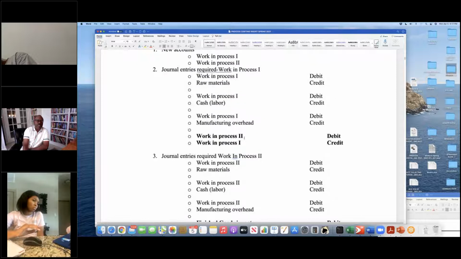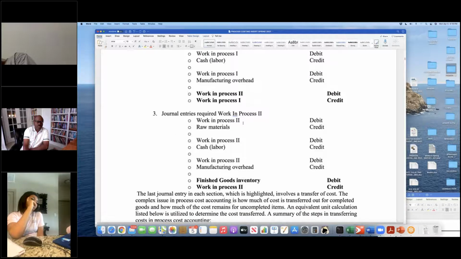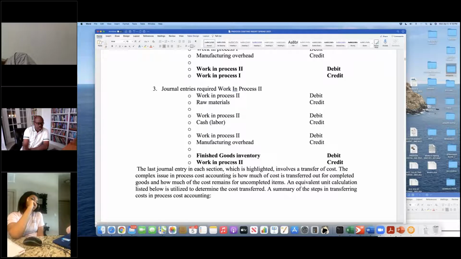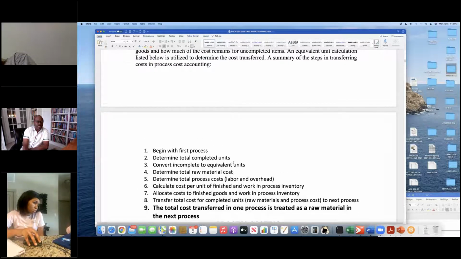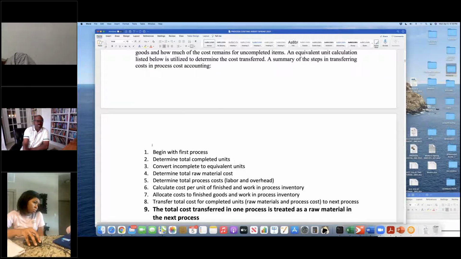So that's the difference, but a lot of it is the same. Work in process, raw material; work in process, labor; work in process, manufacturing overhead. It works a little different. And making these journal entries, that's the key thing that we got to learn how to do. And the way we do that, we begin with the first process. We determine the total completed units, convert the incomplete units to equivalent units, determine total raw material costs, determine the total process costs, calculate the cost per unit, similar to what we just did, then allocate the cost between the completed units and the incomplete units.